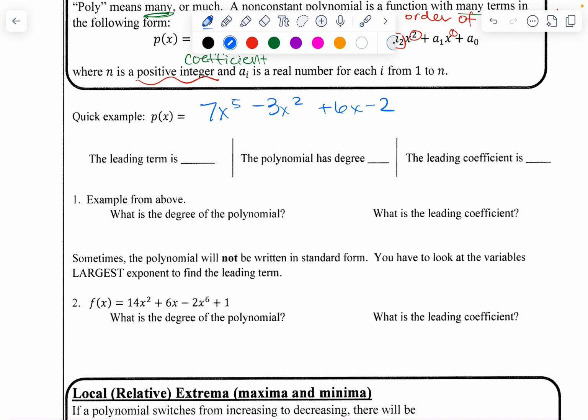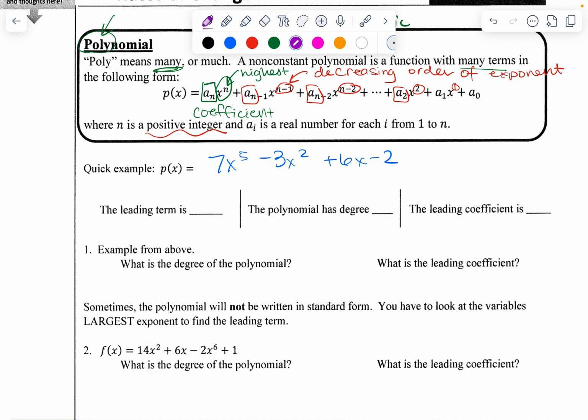The leading term of our standard form here is the full a sub n of x to the nth power. In our example, the leading term would be all of this. So for example, this would be 7x to the 5th, okay? In our standard form, the polynomial will have a degree, which is the highest exponent. So this would be n, aka the highest exponent, okay?